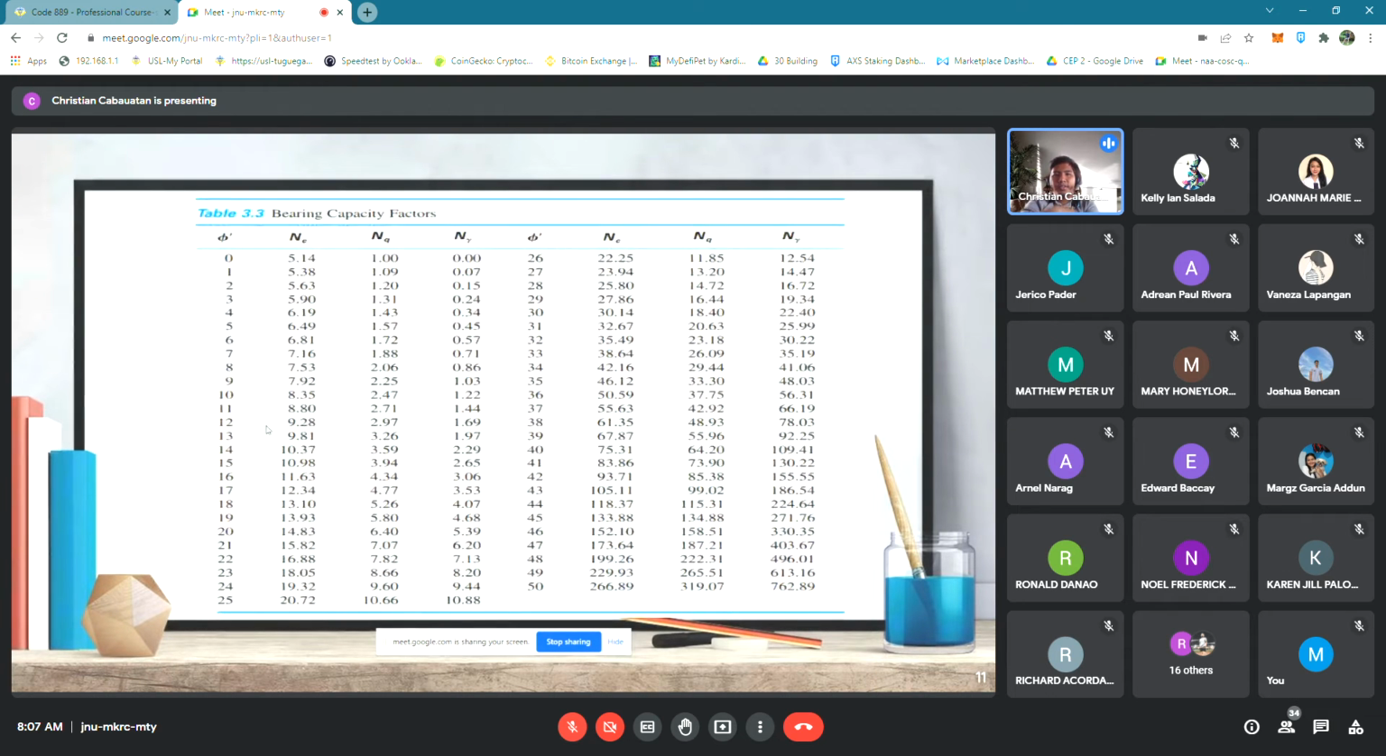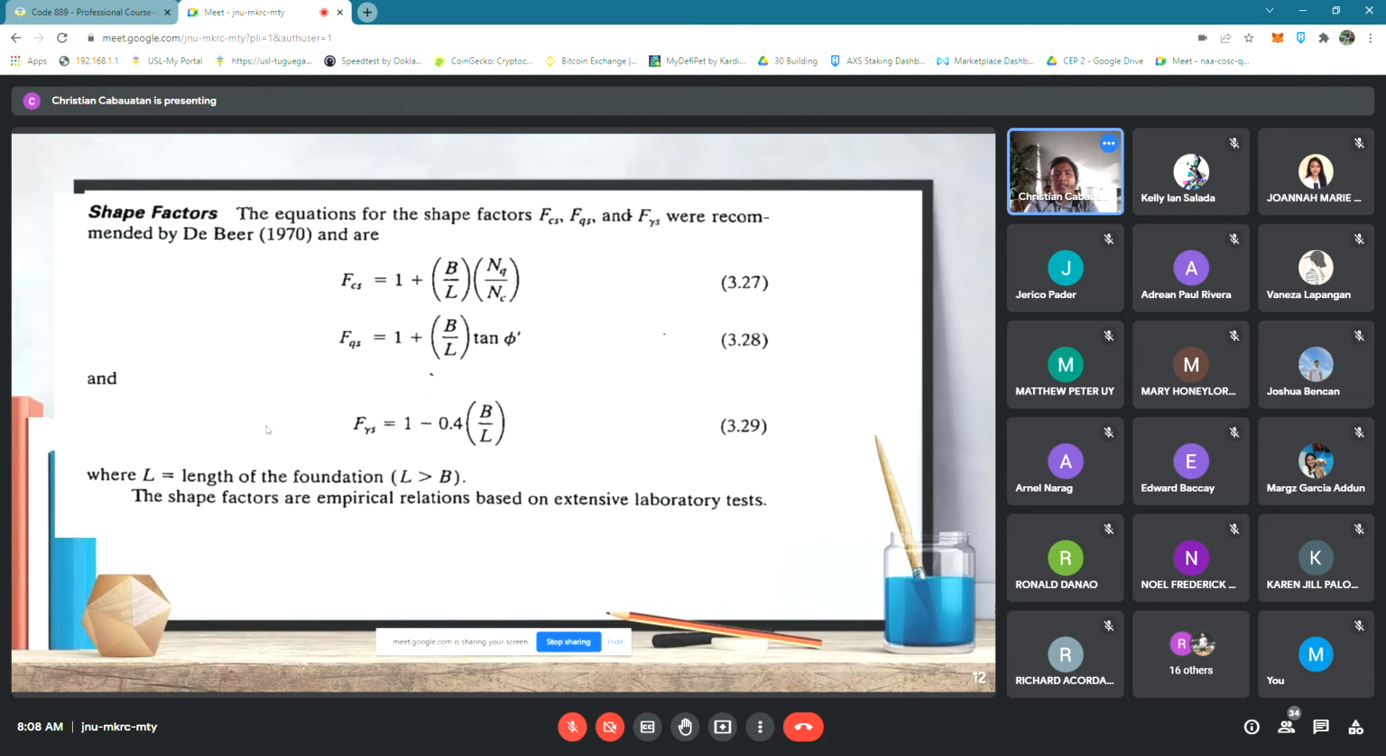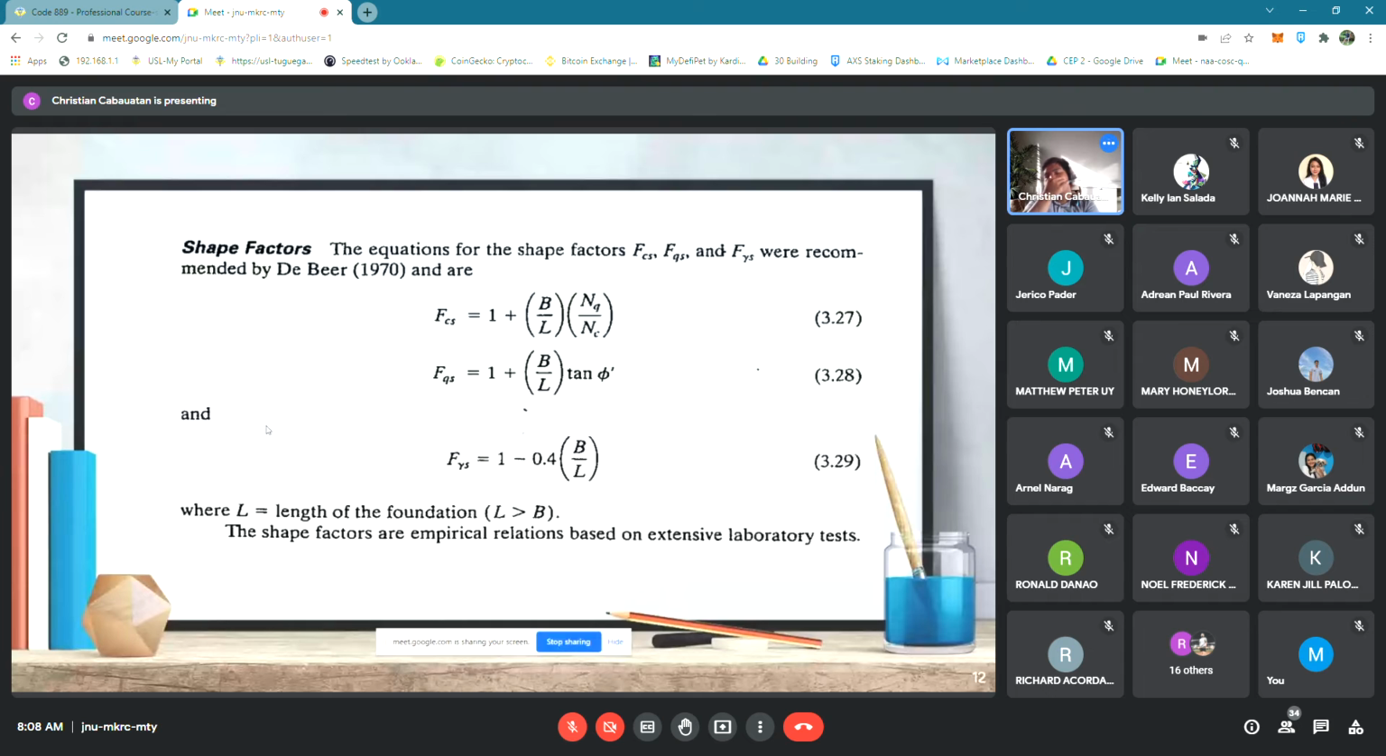Okay, this would be, again, the table for the bearing capacity factors. It would be the same as last time. This would be the formulas for the shape factors and the inclination factors. These factors were recommended by De Beer in 1970.